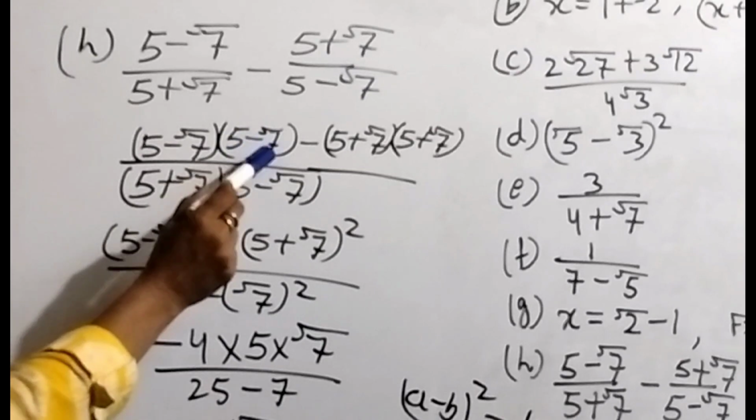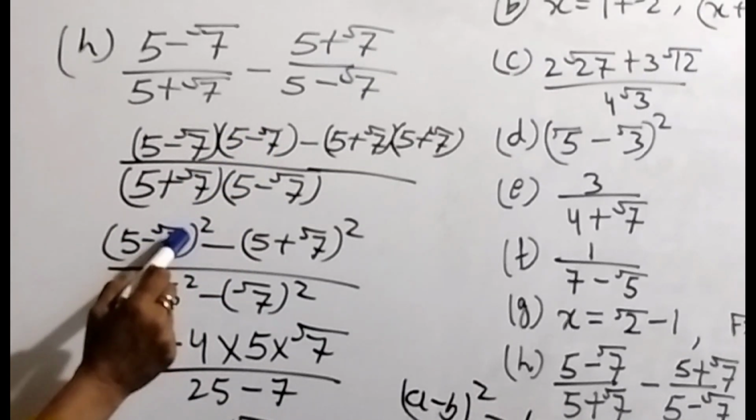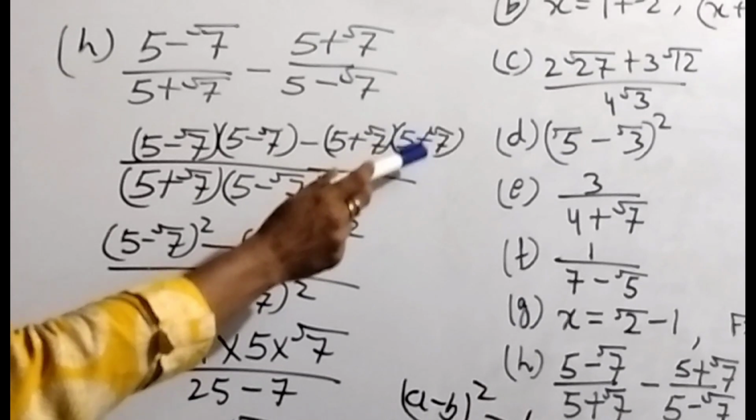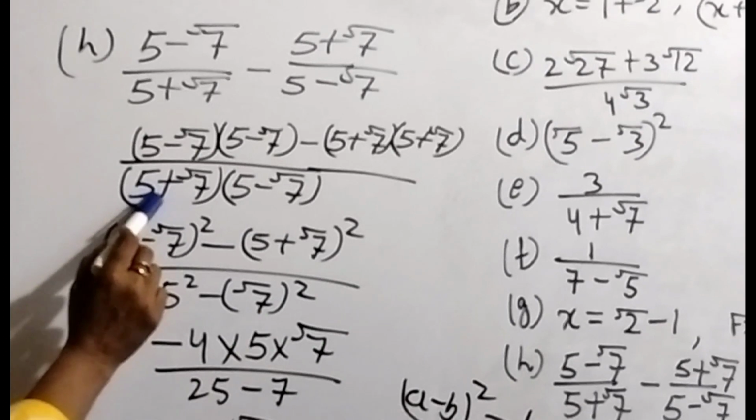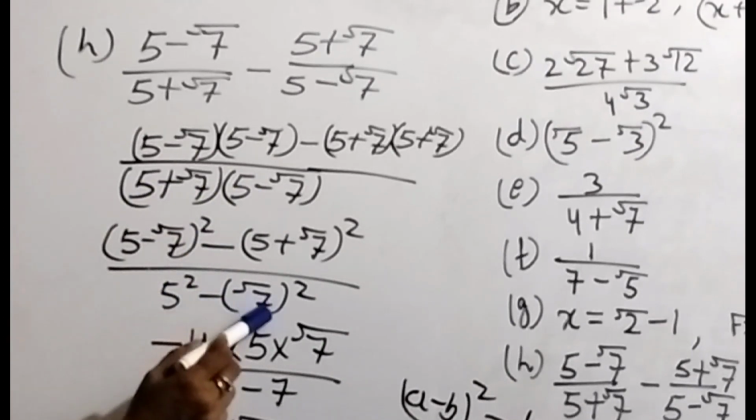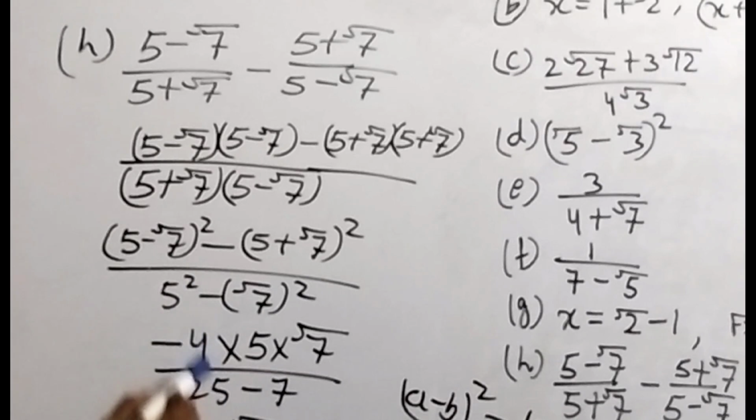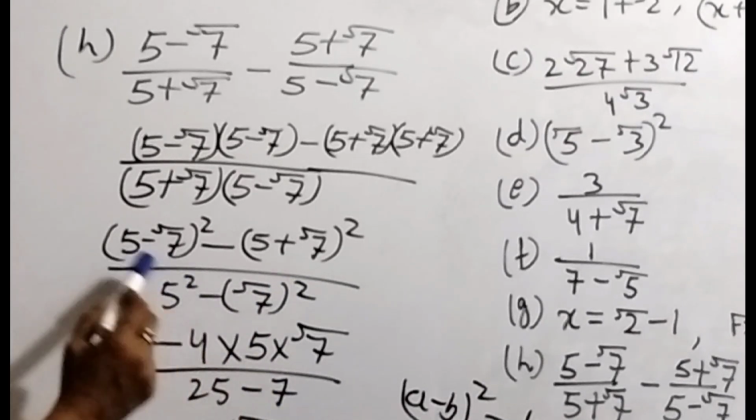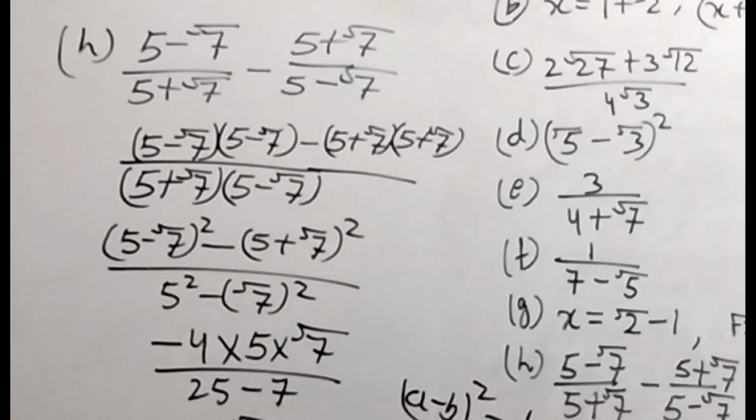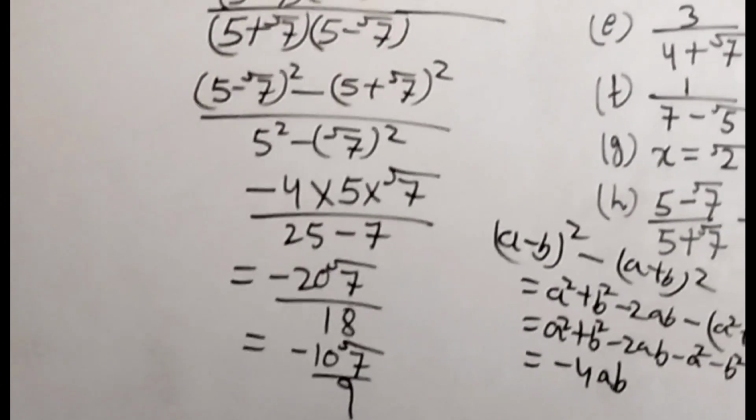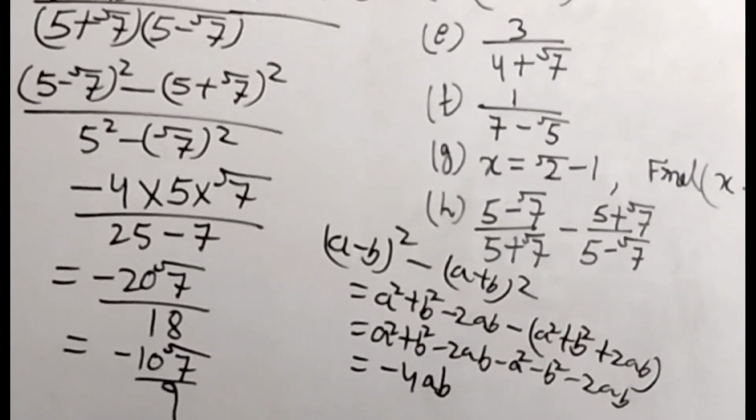Now 5 minus root 7 into 5 minus root 7 is 5 minus root 7 whole square. 5 plus root 7 into 5 plus root 7 is 5 plus root 7 whole square. Now the denominator is a plus b into a minus b, that is a square minus b square. 5 square is 25, root 7 square is 7. And the numerator is a minus b whole square minus a plus b whole square. What is the formula for a minus b whole square minus a plus b whole square? The formula is minus 4ab.